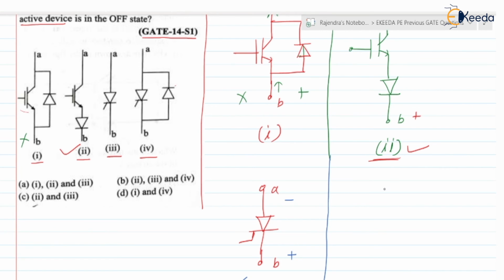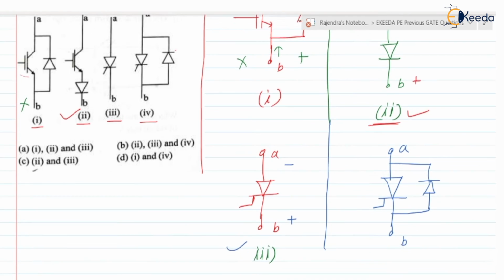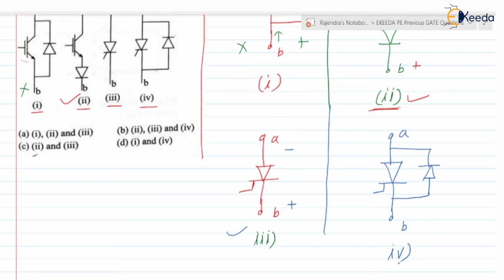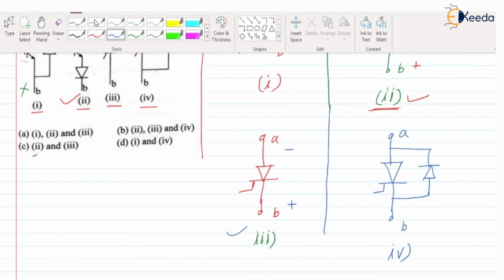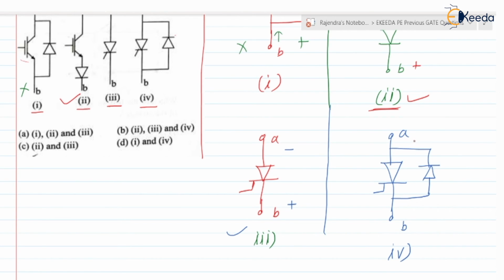Next, let us discuss switch number 4. Switch number 4 is a combination of a thyristor and a diode connected in anti-parallel. If we check this switch, when the voltage is positive, that is a forward voltage, it means A is positive and B is negative.